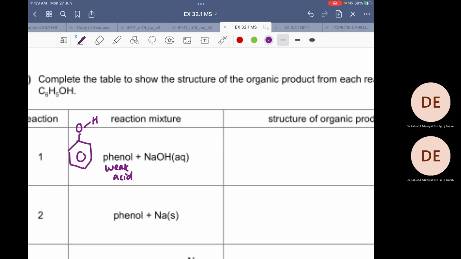base reaction. So what do you think we will form or produce? A salt, okay, so what's the name of the salt? Sodium phenoxide. So just imagine plucking off that H plus and then having an O minus, and a counter ion would be the Na plus.